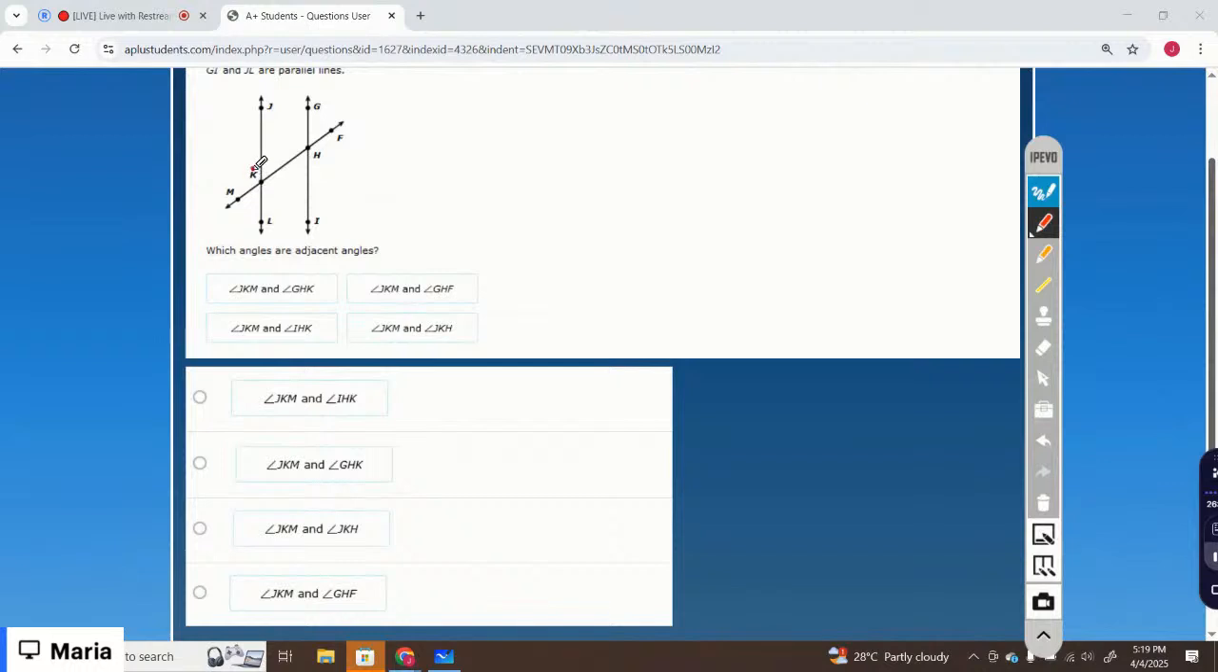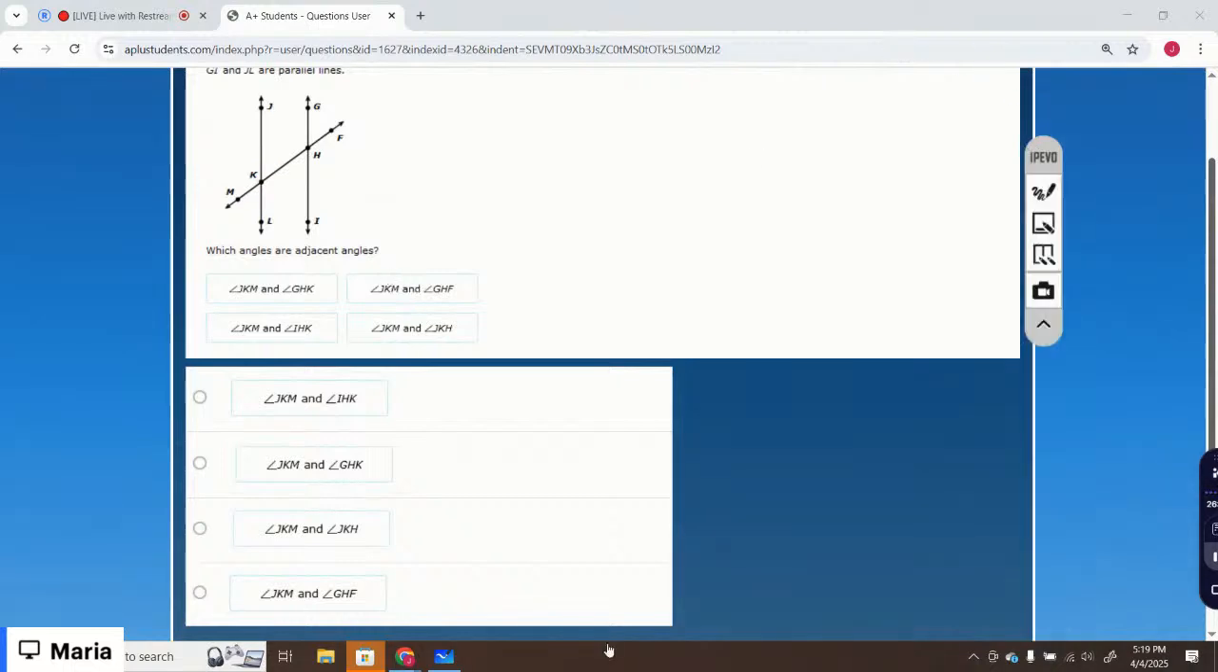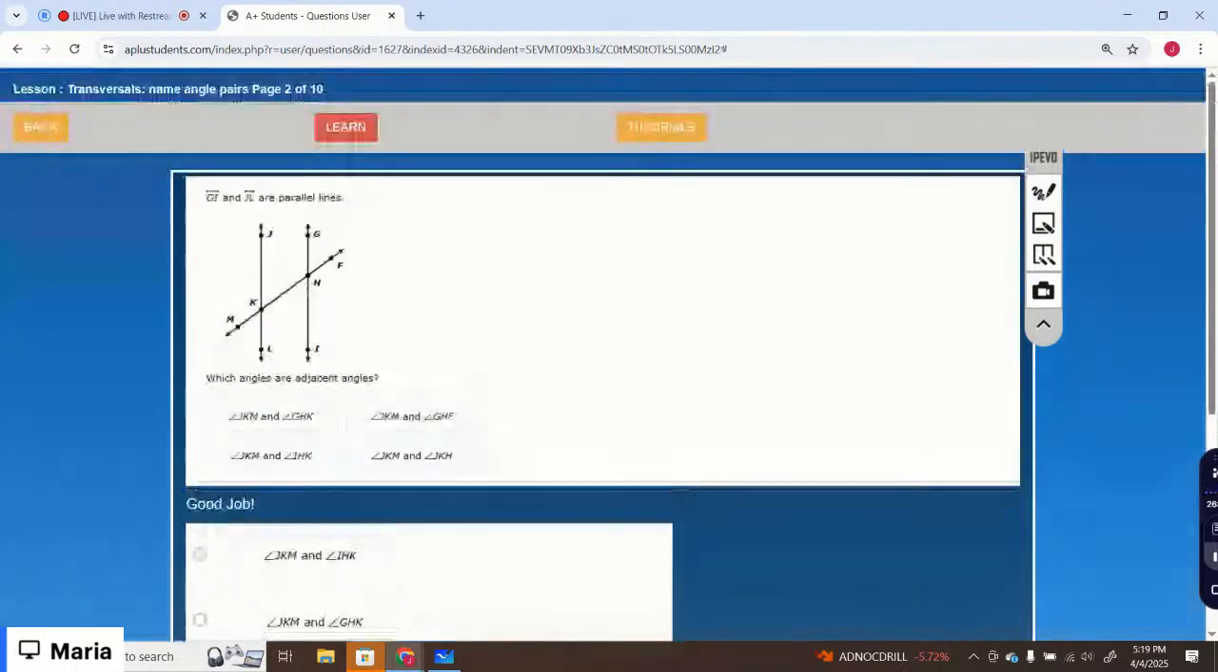JKM and JKH. They are the adjacent angles, right? Adjacent angles means they are side by side. So option number three is the correct option. JKM and JKH are the adjacent angles. Option number three is the correct option.